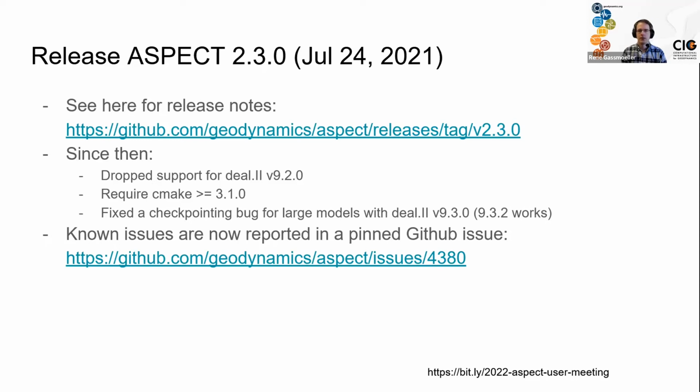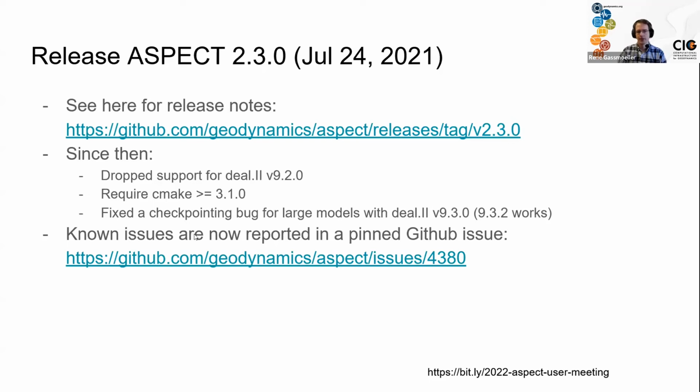In the initial release, there was a bug that I wanted to make everyone aware of that can corrupt checkpoint snapshots for large models, in particular when using DL2 9.3.0. This will not happen if you use 9.3.2, which was a point release that came out later. So if you're running large models and rely on the checkpointing functionality, then it can make sense to update your DL2 to the latest point release 9.3.2 to make sure that you don't at some point end up with checkpoints that cannot be restarted anymore.